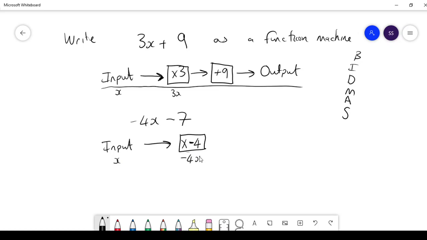That would give us minus 4x. But then, of course, we've got this minus 7. So the next step is to take away 7, and that will give us our desired output.